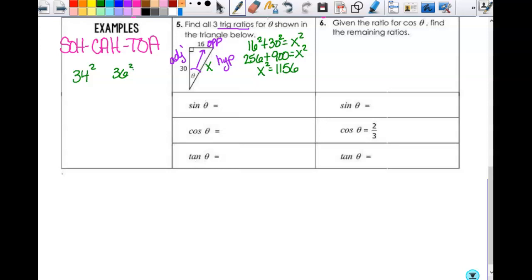Is 1156 closer to 900 or 1600? 900. So I would probably try 34 first. You with me on that? It's just a little bit of a reasoning thing, so you don't have to check them both. So check them and let me know which one it is. Or you can just sit there and stare at the wall or stare at me, but I don't know how that makes you a better math student.